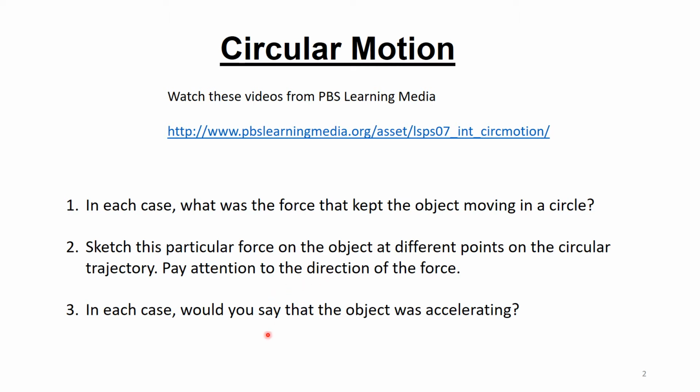And then question 3 asks you whether the object is accelerating or not. Okay, and here the answer is yes, the object is accelerating in all three cases because the object is changing direction. So if the object is changing direction, it automatically means that the velocity is changing. Okay, it may be moving at the same speed, but it's changing direction, so velocity is changing, and that implies that the object must be accelerating.